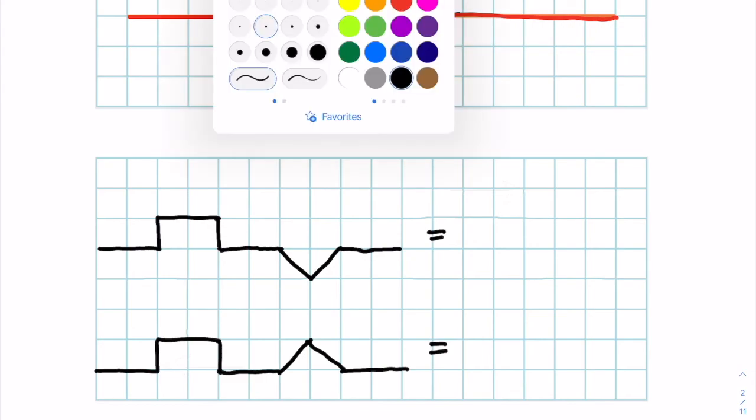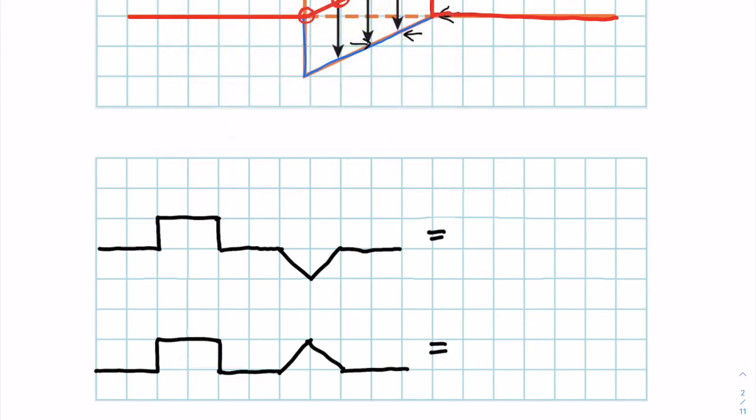For the first example, if you use the principle of superposition and find the displacements of these points, your answer should look like this. And in the second example, we have total constructive interference, so our interference pattern will look like this.